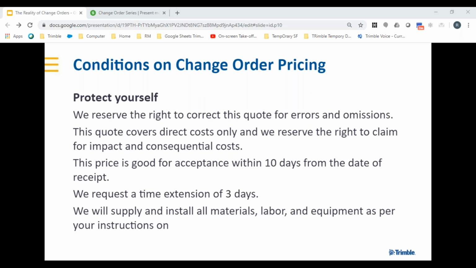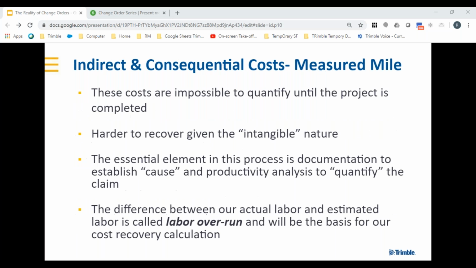Time extension: make sure that that's valid based on the hours that you're looking at, that it doesn't require additional shift work, but also remember to cover the costs of that extension. Indirect consequential costs, using that measurement model, the costs and price will qualify right up front.